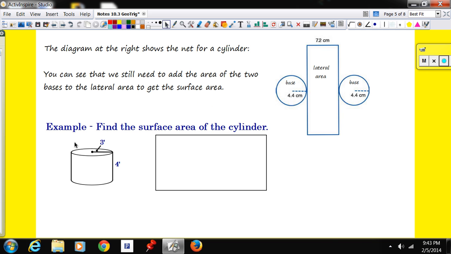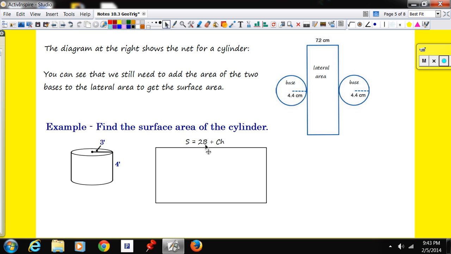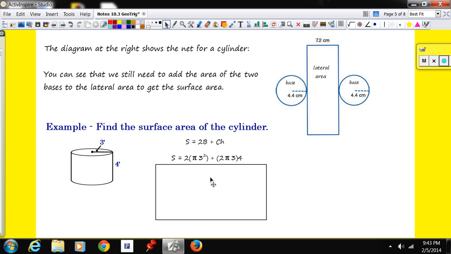So if we wanted to find the surface area for this cylinder, we would use our formula, 2 times B, 2 bases, because you get 2 circles, the circumference, which is the 2 pi r, times the height. So you just plug it in. You get your 2 times your pi r squared. The area of the base would be pi times 3 squared. Circumference is 2 times pi times radius, or 2 pi 3, and then your height is 4.